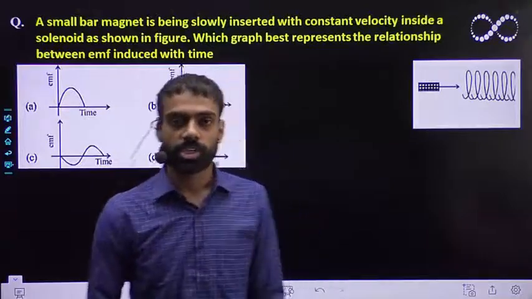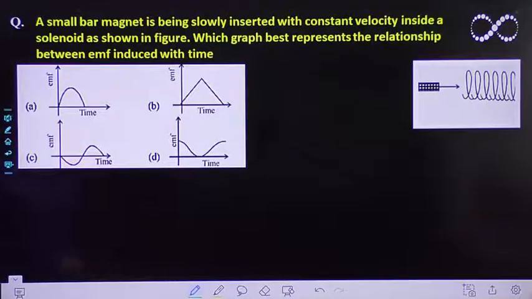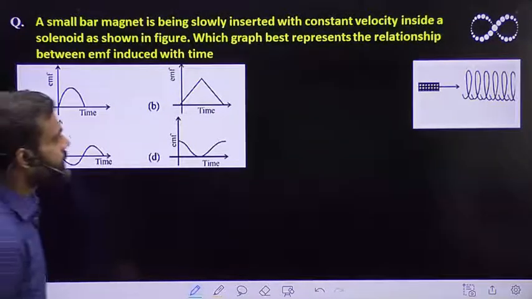Hello students, let's look at a question. In this question, a small bar magnet is being slowly inserted with constant velocity inside a solenoid as shown in the figure. Which graph represents the relationship between EMF induced with time? So let us see here.